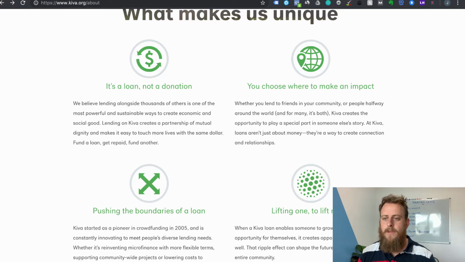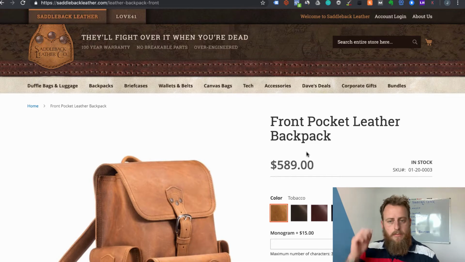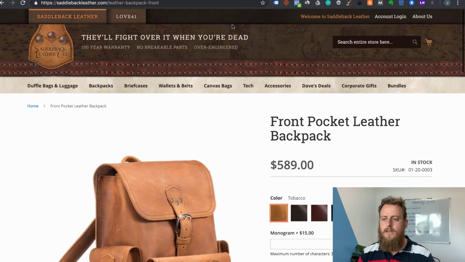Now, the next one we're going to jump onto is Saddleback Leather, which is an e-commerce business that sells leather products. See if you can see the USP. It's quite easy to see. I like this one. It's up here, right? It's in the header of the website, so basically this appears on every single page of the website. You can't get away from this. The USP is "They'll fight over it when you're dead," obviously implying that their products are going to last forever.